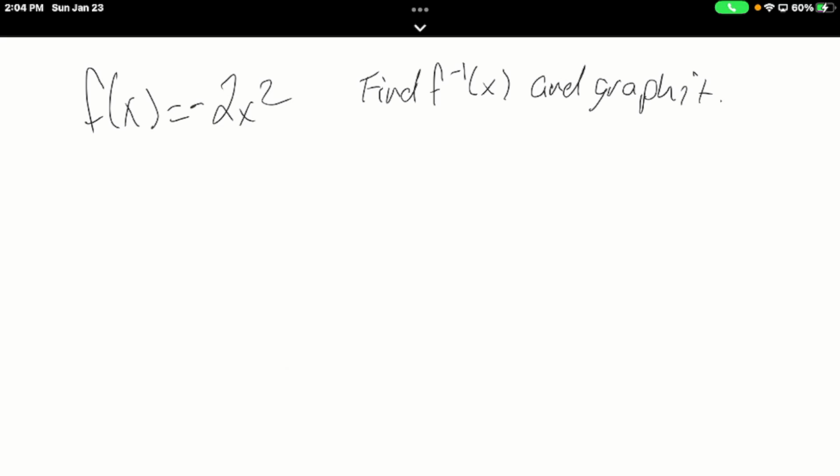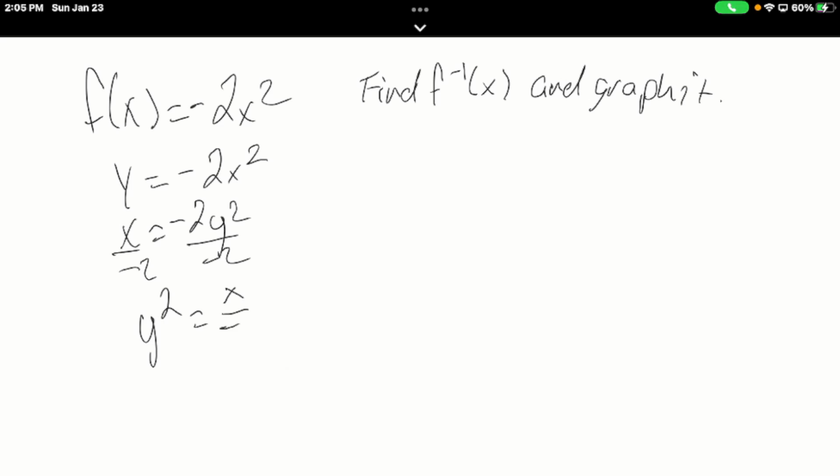So for starters, algebraically, I'm going to do the f of x substitution for y, and then I'm going to flip x and y, and then solve for my new y. So I'm going to divide by negative 2 on both sides, giving me y squared equals x over negative 2. I'm going to restrict my domain to x is greater than or equal to 0, so I'm only going to focus on the positive square root when I square root. This is the square root of negative x over 2. This is my inverse function.